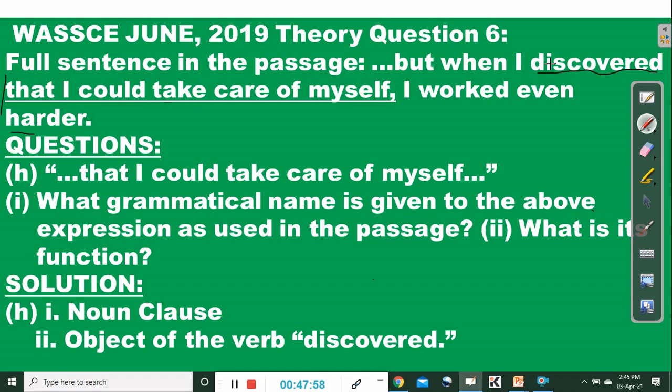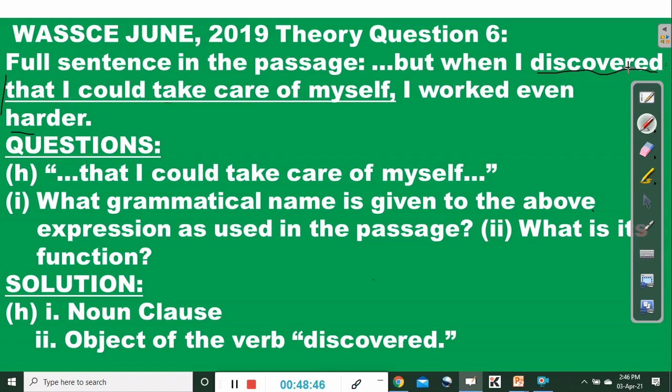All right. Now, let's put a full stop after discovered, and let us pretend that this expression does not exist. And so we say, but when I discovered, full stop. All right? Then it raises a question naturally. I want you to master this principle. First, we identify the border, which we call the border principle. This expression underlined here shares a common border with the word discovered. Then we identify the word class of discovered and we say it is a verb.